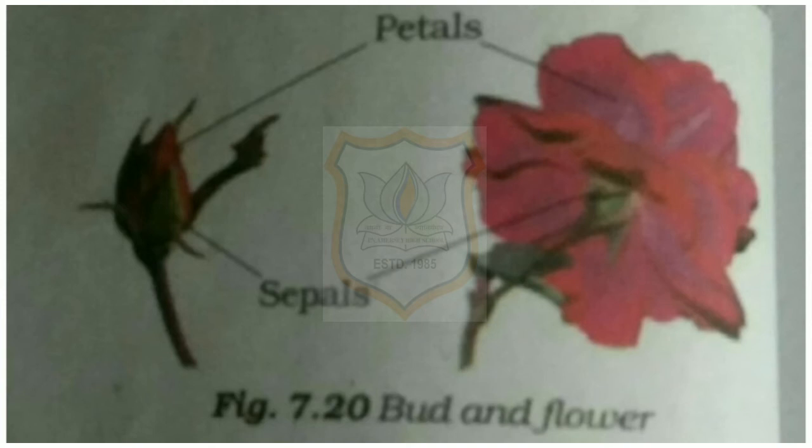To see the inner parts of the flower carefully, you have to cut it open. If its petals are joined, for example in datura and other bell-shaped flowers, the petals have to be cut lengthwise and spread out so that the inner parts can be seen clearly. Figure 7.21 shows a bell-shaped flower. Remove the sepals and petals to see the other parts of the flower. With the illustration, identify the stamens and pistil in your flower.